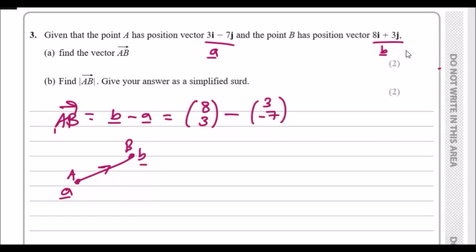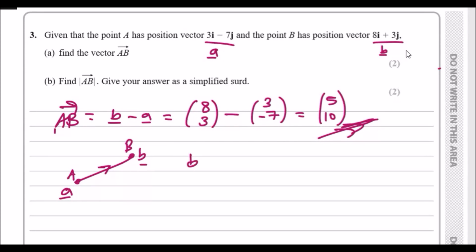Now we just subtract. So 8 take away 3 is 5, and 3 minus 7 is 10. So the position vector, or the directional vector is the correct term. The directional vector is 5, 10. Easy. Now B, find the magnitude of this vector.